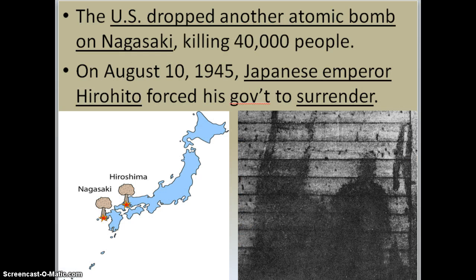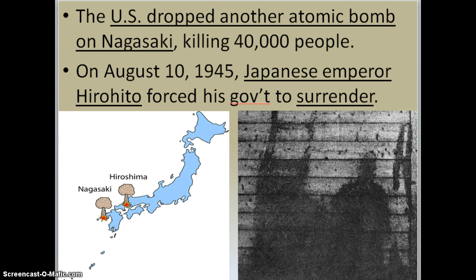The Japanese still refused to surrender, and so the U.S. made the decision to drop another atomic bomb on the small city of Nagasaki. This killed an additional 40,000 people. Finally, on August 10th, 1945, Japanese Emperor Hirohito forced his government to surrender.